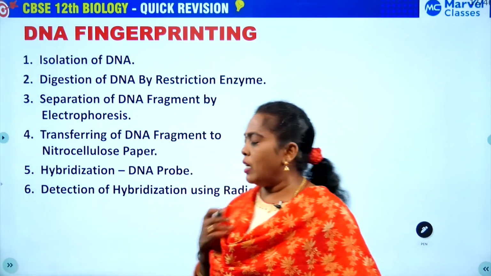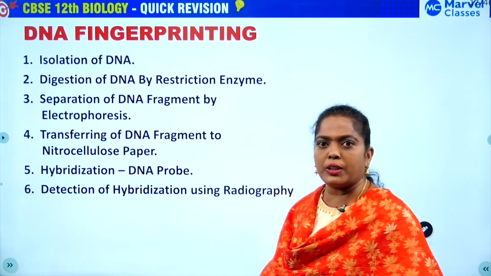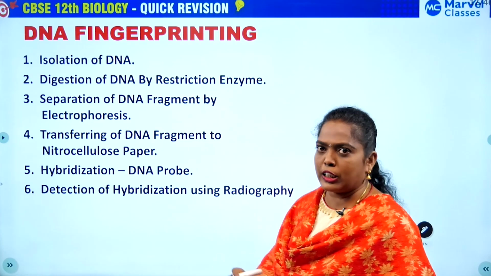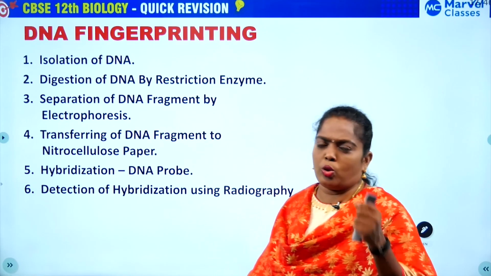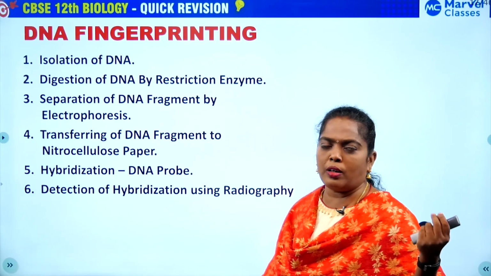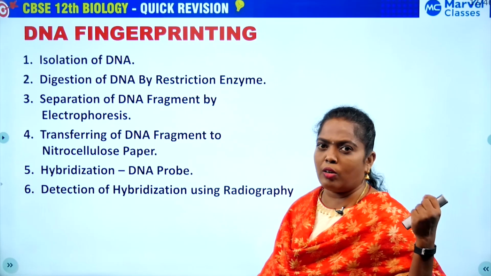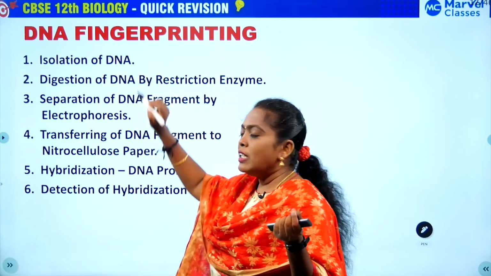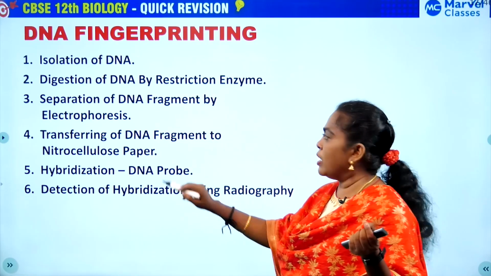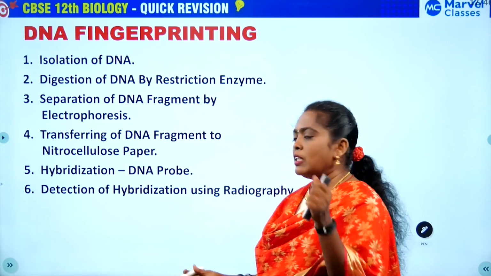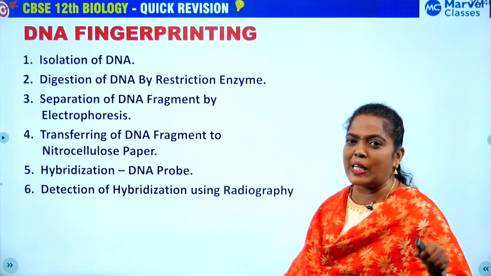Okay. Then the last topic of this chapter is DNA fingerprinting. Just write down all these 6 steps and try to explain each and every step. So the first step is isolation of DNA. Say for example in a crime scene, if we are getting a blood or hair cell or semen or something like that, we have to isolate the DNA from that. Then digest that DNA using restriction enzyme, then separate it with electrophoresis, then transfer it to the nitrocellulose paper, then hybridize with the DNA probe.